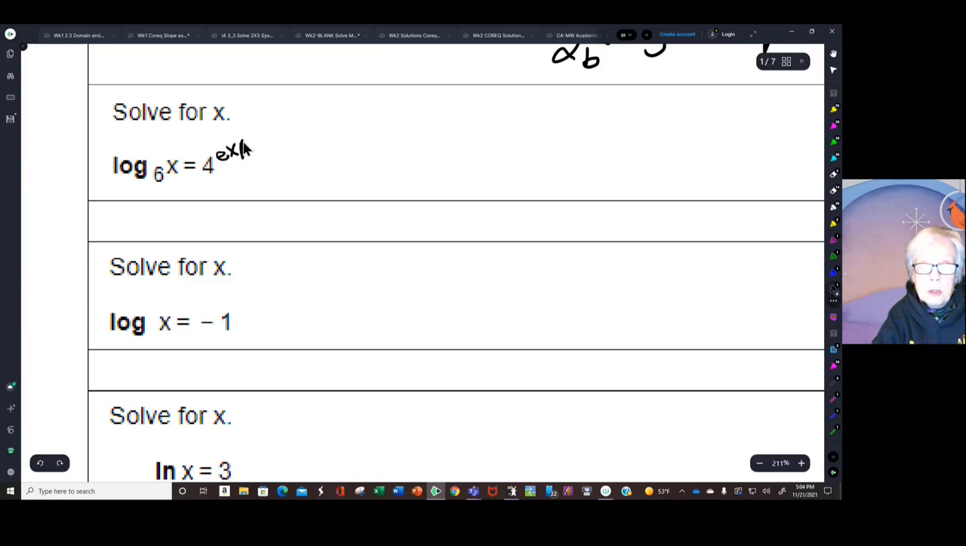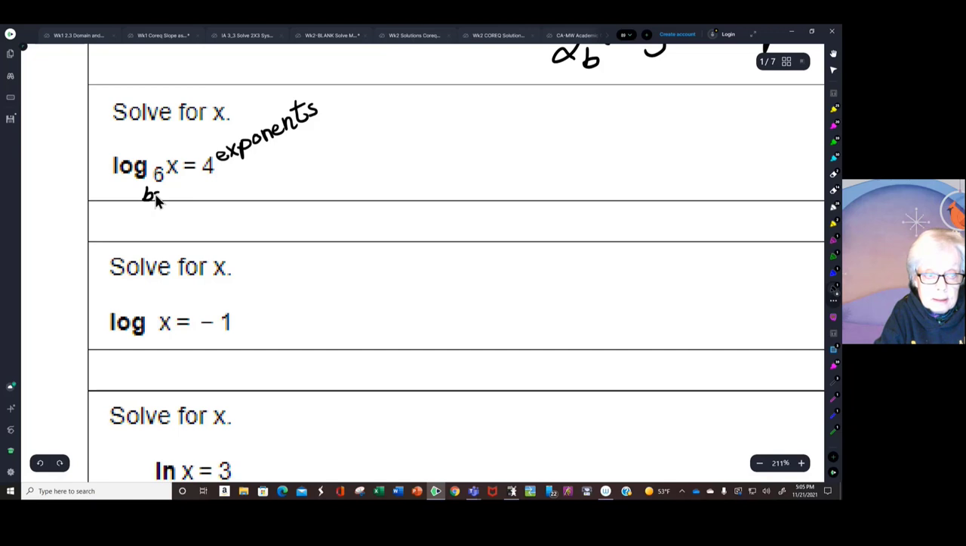Logarithms are exponents. That's so hard to understand when you're a student. It was hard for me to understand. My professor would say over and over again, logarithms are exponents. I knew what a logarithm was, I knew what an exponent was, but I didn't know how to put them together. It takes a while, so you just have to take my word for it.